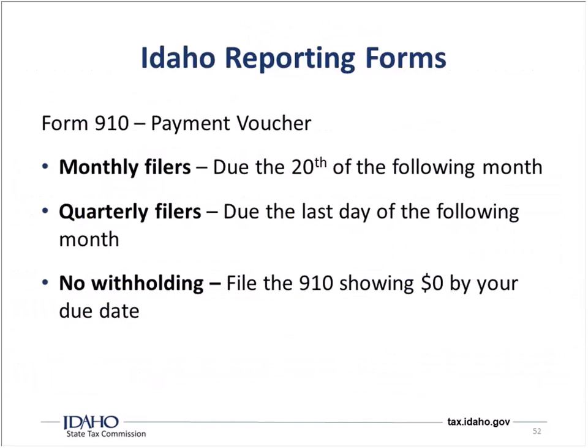There's some other Idaho reporting forms you need to be aware of. There is the 910, which is the payment voucher. And depending on your volume, you may be required to file more or less frequently than monthly. So you could do monthly, quarterly, that kind of thing. The due date will actually show on the filing form itself. And then again, remember, you're required to file even if there's 0 to report. Again, you want to make sure that you're filing so that we don't guess. Okay? So if it's a monthly filer, it's due on the 20th of the following month. If you happen to be a quarterly filer, it's due on the last day of the following month. And again, for no withholding, make sure that you file even if you have $0 to report.